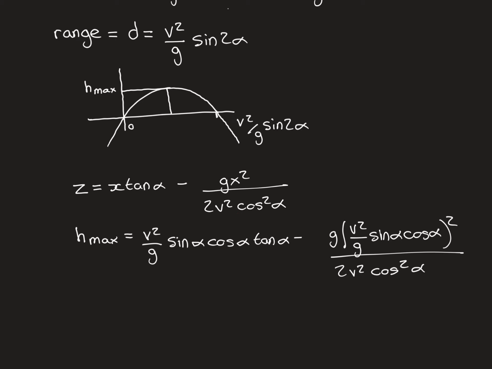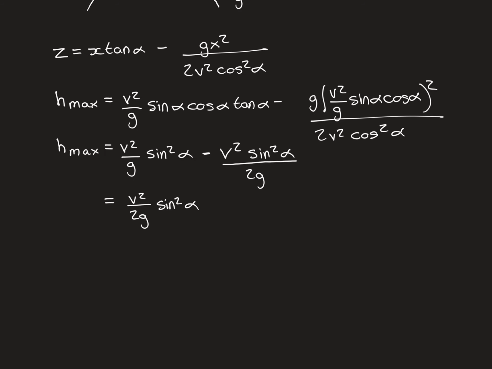So let's now do some manipulation, starting with cancelling those coses. So tidying this up then, cancelling that cos of alpha, we end up with v squared over g times sine squared of alpha. Then the more difficult bit, tidying this up.